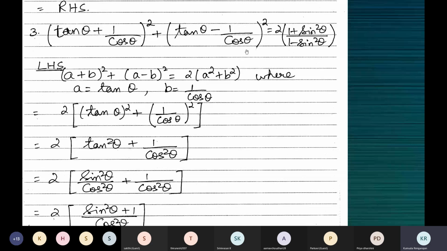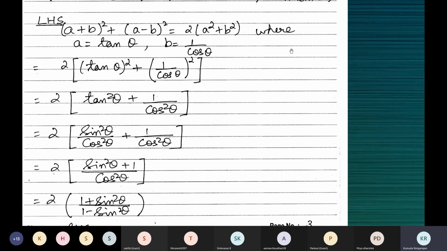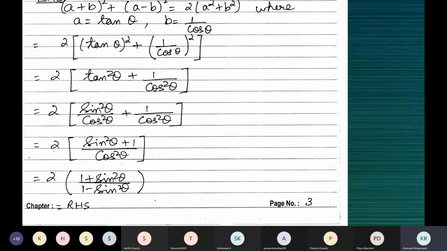Now, when you look at the RHS, we almost got it. So we have 2 outside here, and then we have the numerator 1 plus sin square theta. The denominator we have is cos square theta, which is 1 minus sin square theta. Yes, that we do in the next step, which is the RHS.